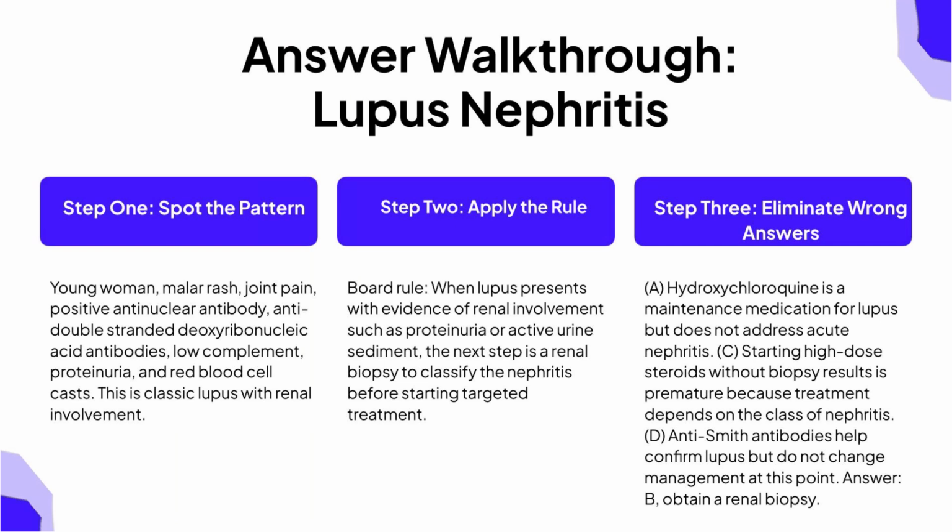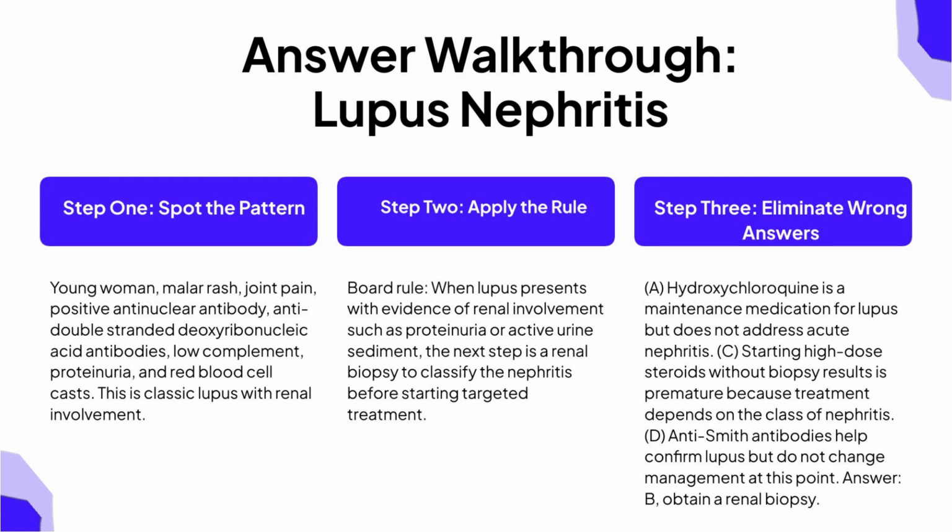Let us walk through this answer step by step. Step 1. Spot the pattern. We have a young woman with a malar rash sparing the nasolabial folds, joint pain, positive anti-nuclear antibody, elevated anti-double-stranded deoxyribonucleic acid antibodies, and low complement. This is textbook systemic lupus erythematosus. But the question is not asking you to diagnose lupus. It is asking about the next step in management, given the renal findings.